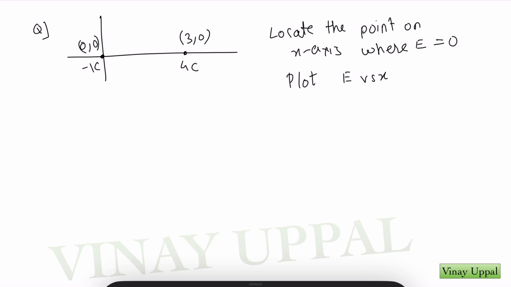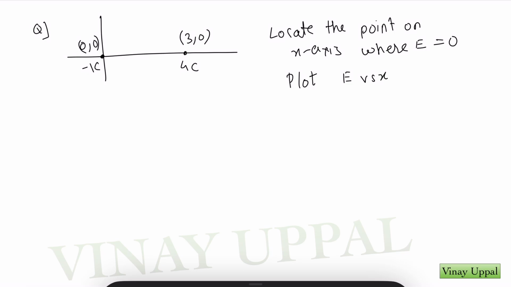Alright, let's do a similar type of problem. So here I have just changed the sign of the 1 coulomb charge. Now it's minus 1 coulomb, and you have 4 coulomb at 3, 0. Now the question is first asking us to locate the position on the x-axis where the electric field is 0, and then you plot electric field versus x. So I would suggest that you pause the video, try it out, and then you can have a look at my solution and see if you've gotten the correct answer.